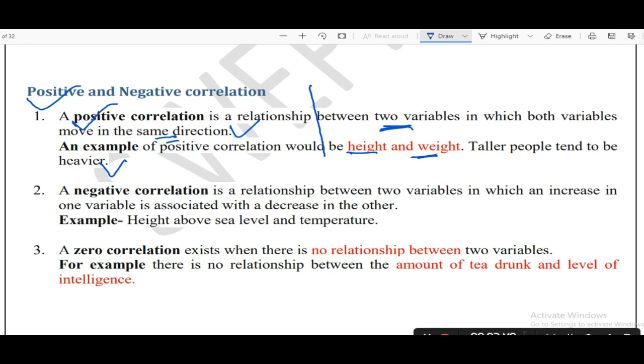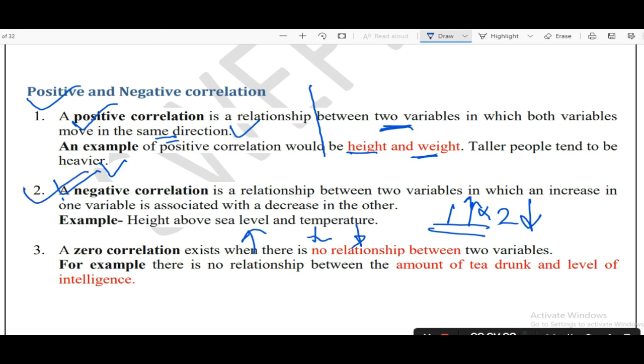And when we talk about negative correlation, it is the relation between two variables in which an increase in one variable is associated with a decrease in the other variable. This is the negative correlation. Like height above sea level and temperature: when the height above sea level increases, the temperature will definitely decrease. So that is called a negative correlation.